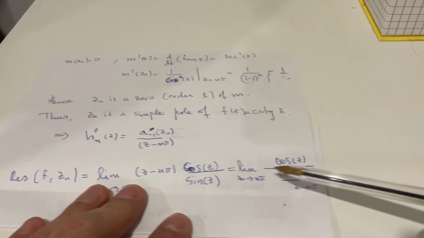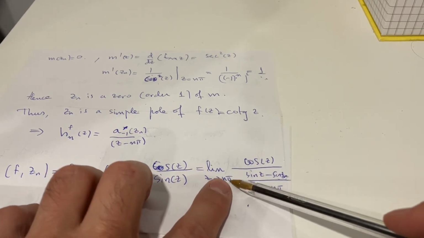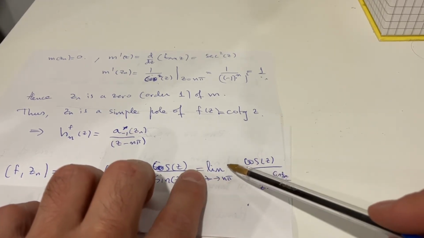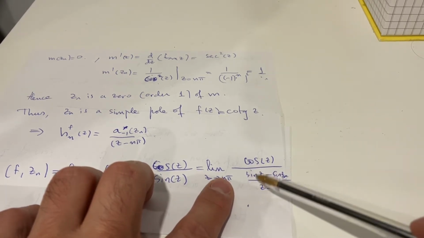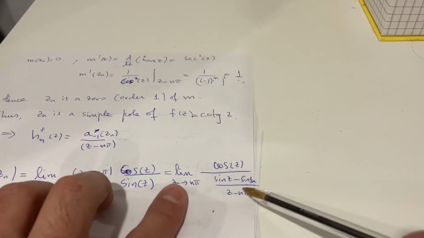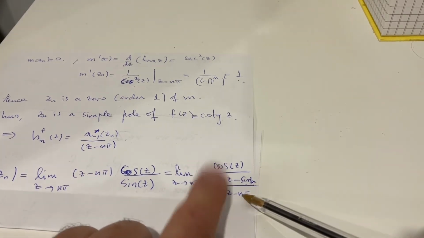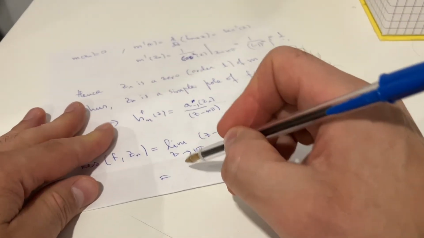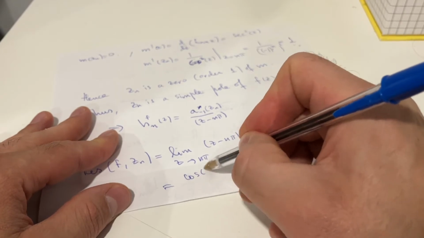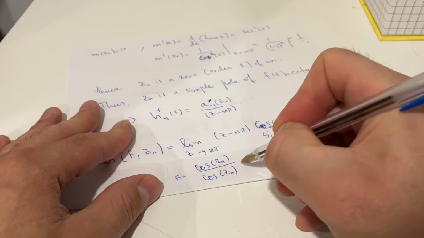Okay, so at the limit, when you take the limit here, you get the cosine evaluated at n pi, which is plus or minus 1, and then the limit of the denominator is sine prime, the derivative of the sine at n pi, by definition, because this is the function at z minus the function at Zn divided by z minus Zn. At the limit, this is f prime, the derivative of sine. So you get cosine at Zn divided by the derivative of the sine, which is cosine at Zn. So this is 1.